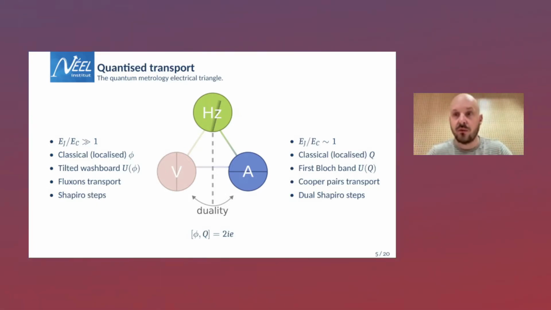Now, if you assume duality works, you want to be in the opposite regime for everything. So instead of having a large EJ over EC ratio, you want it to be small. Instead of having a localized phase, you want to have a localized charge. And then your potential is not a function of the phase, but a function of the charge, or the number of carriers. This is another type of washboard potential that is usually called a Bloch band. And the cool thing is that now you would be transporting Cooper pairs and not fluxons. So this would be the dual of Shapiro steps.